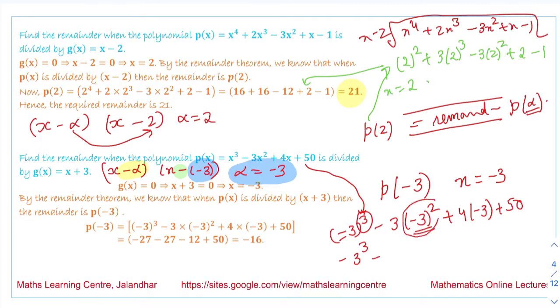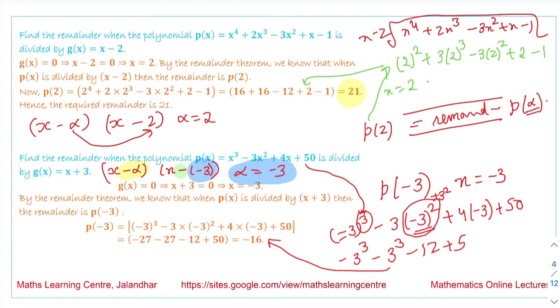So this minus 3 square will become plus 3 square. Minus sign is already here. So it is minus 3 cube. Then it is minus 12 plus 50. So the answer is minus 16.